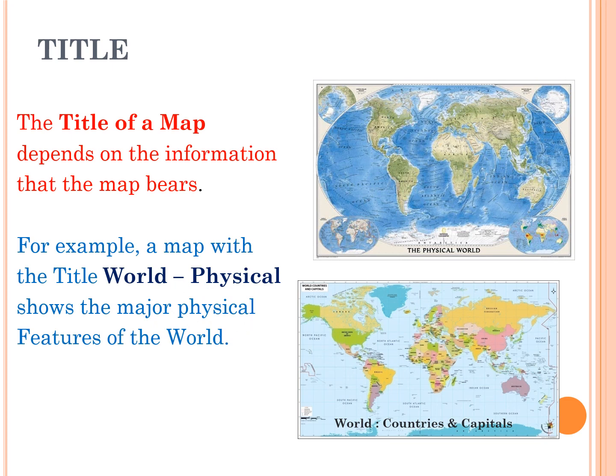Title. The title of a map tells us about the information that the map bears. For example, a map titled World Physical will show the major physical features of the world. Similarly, a map titled World Political will show all political divisions of all the continents across the world.